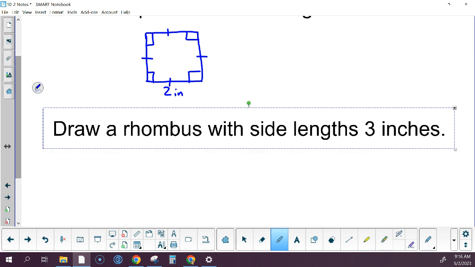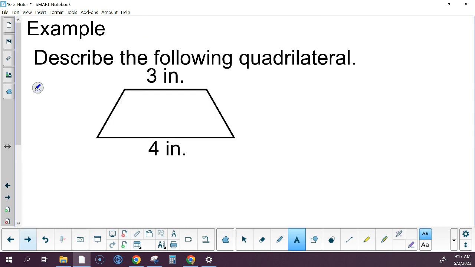Rhombus is a little different. It does not have to have all the angles the same. So something like this could actually do. Just make sure that you're measuring this out, that these are 3 inches each, and that all 4 sides are the same, making it a rhombus. All right, so 2 quadrilaterals, a square and a rhombus. Let's move on to another one.